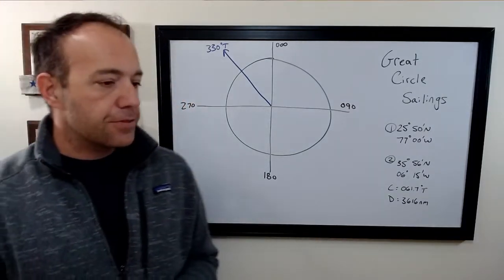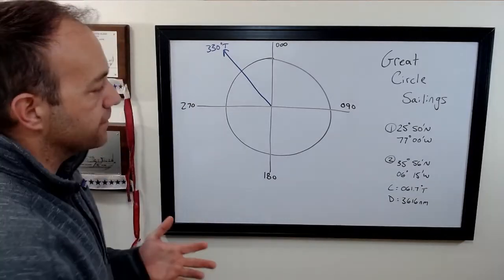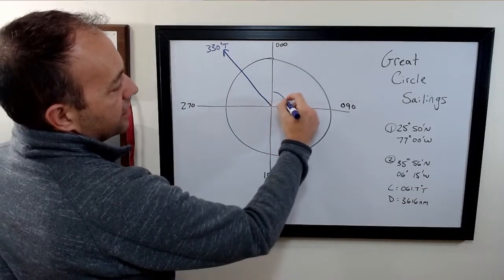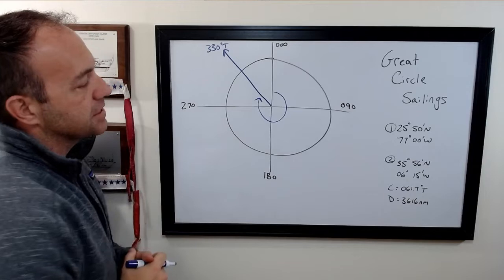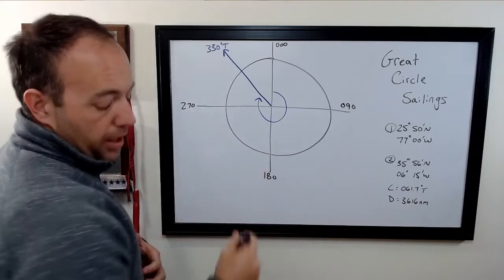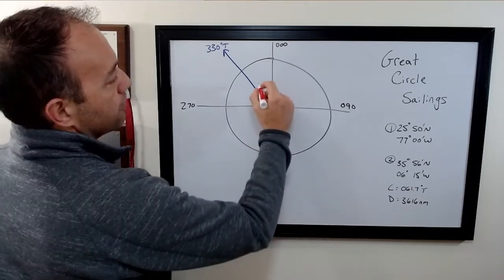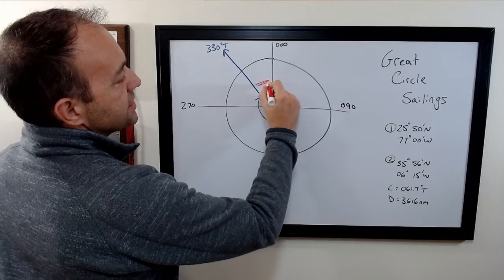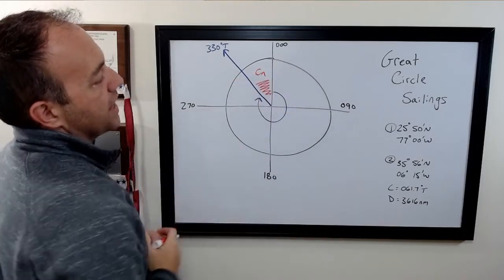Well, if we want the math to work out just right, we actually have to put this in different terms, because truthfully, that is 330 around the compass. But mathematically, for the Great Circle stuff, we're interested in this angle right here. So it's called CN, or course angle.